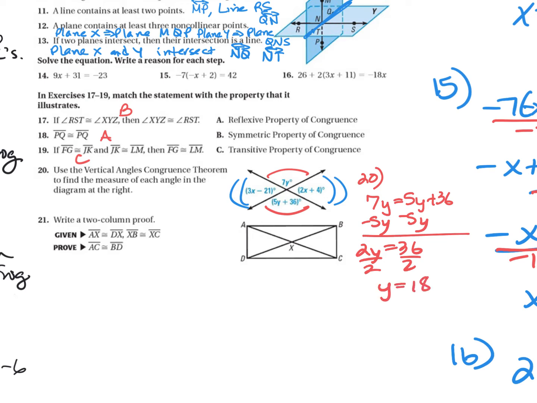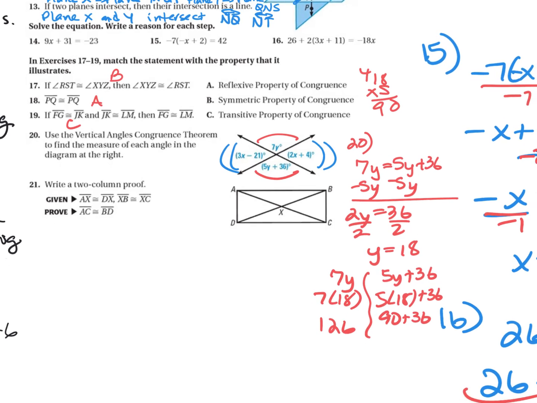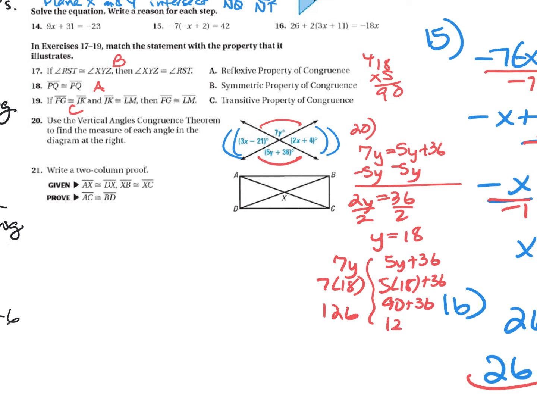Now, it didn't ask for y. It asked you to find the measure of the angle. So 7y, 7 times 18 gives me 126. And then if I also plug it into the 5y plus 36, I end up getting 5 times 18 plus 36. 5 times 18, remember you're not using a calculator. So I would get 5 times 18 is 90 plus 36, again, is 126. So 2 of my angles are going to be 126.